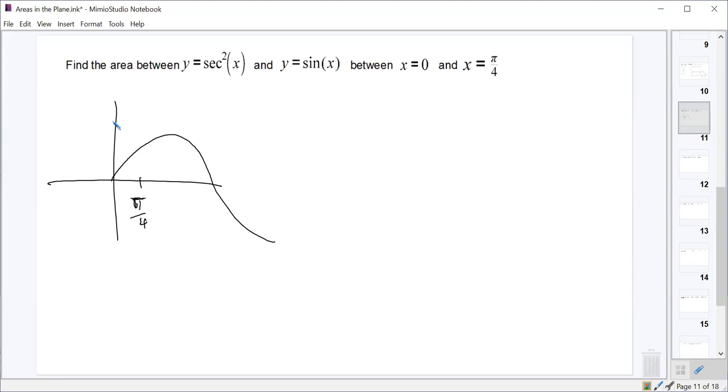Secant of 0 is 1. So we're starting here. And as we put in larger values of x between 0 and pi over 2, what happens to secant? It approaches infinity. It continues to increase from x equals 0. So if we're squaring those values, they're also going to increase. So this is going to go up like this towards an asymptote here. And so which function is always above the other function on this interval?